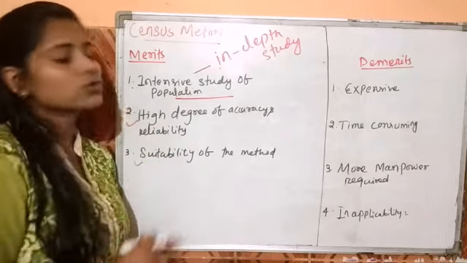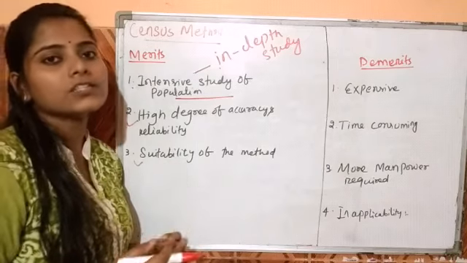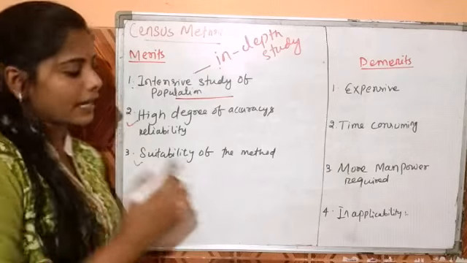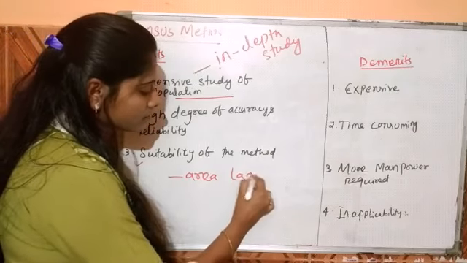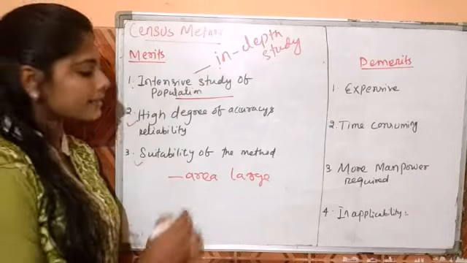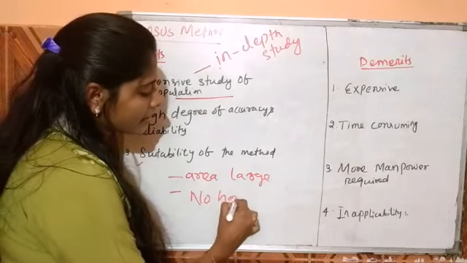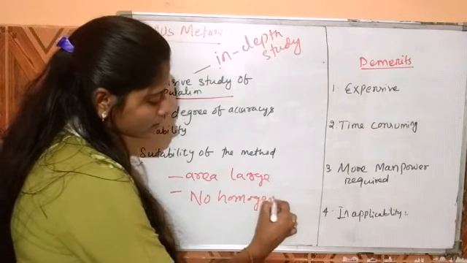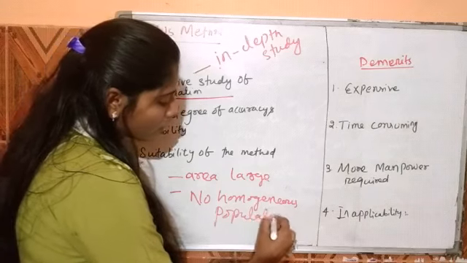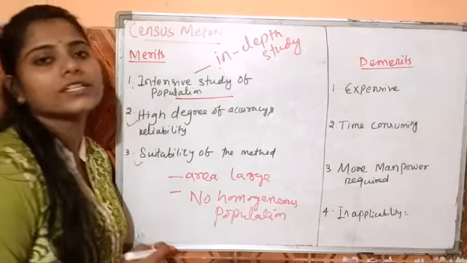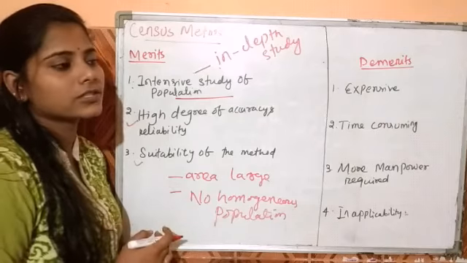The next is suitability of the method. Suitability of the method means this method is suitable when the area of investigation is large, or when there is no homogeneous population. Homogeneous population means a population of similar nature.